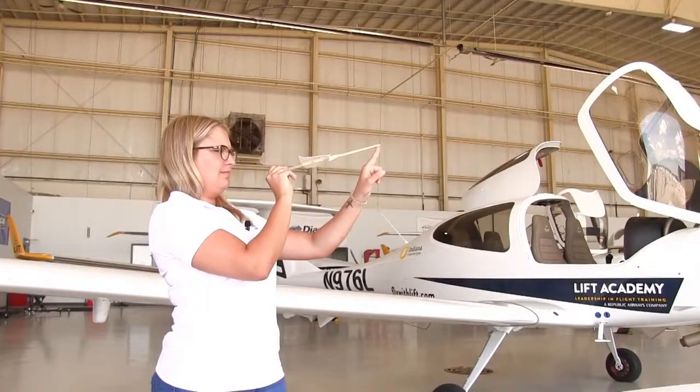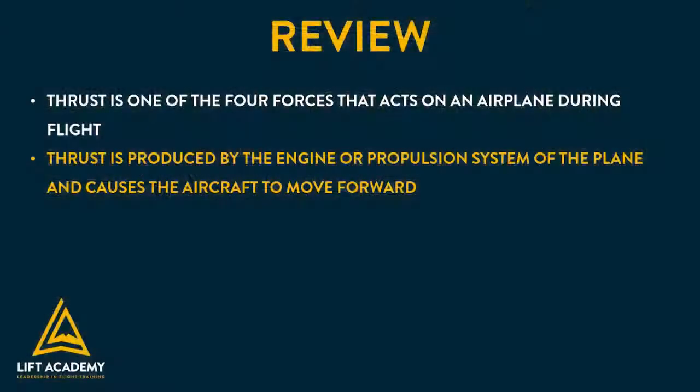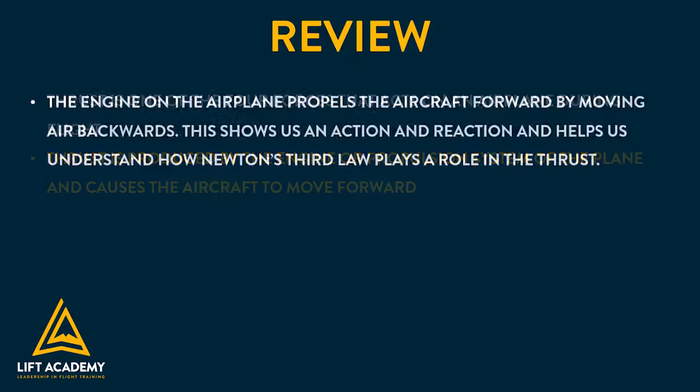This activity shows us another example of thrust. By pulling back on the rubber band and letting go, thrust is created to propel the aircraft forward. Thrust is one of the 4 forces that acts on an airplane during flight. Thrust is produced by the engine or propulsion system of the plane and causes the aircraft to move forward. We also know that the engine on the airplane propels the aircraft forward by moving air backwards. This shows us an action and a reaction and helps us understand how Newton's third law plays a role in thrust.